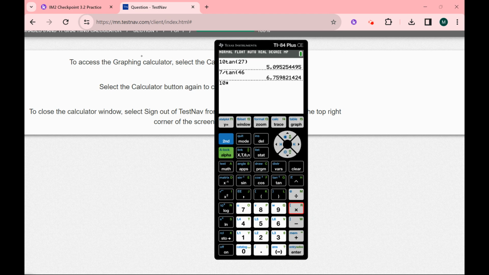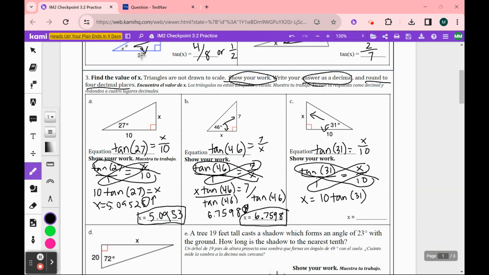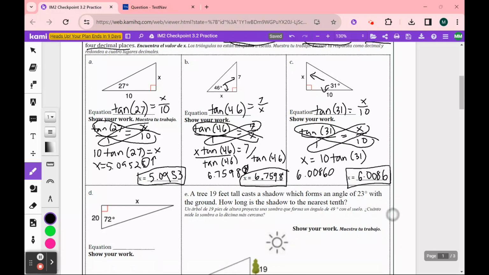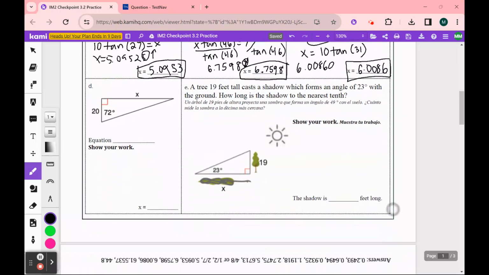And let's put that in our calculator. 10 times tan of 31 equals 6.00860. The 0 does not make me round up, so I just have 6.0086. And that's my answer. Almost done. I still have part D and E.